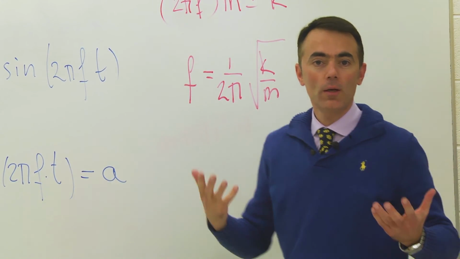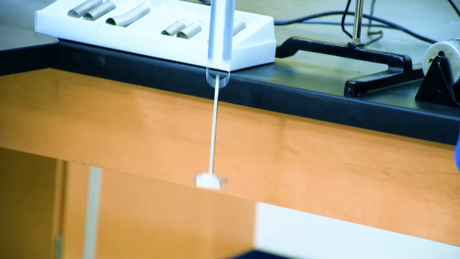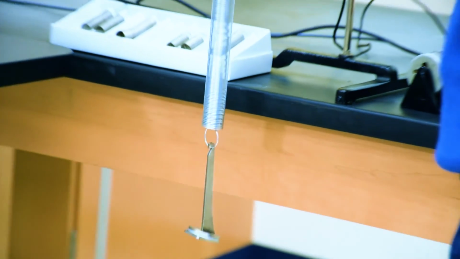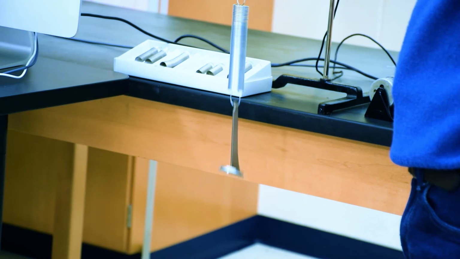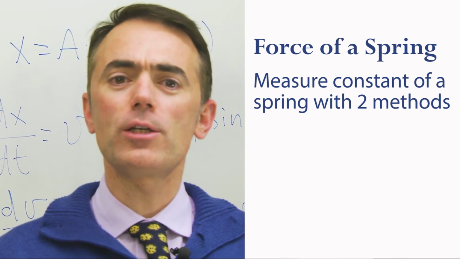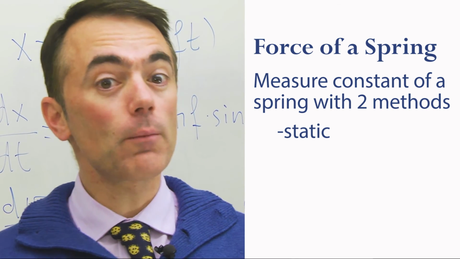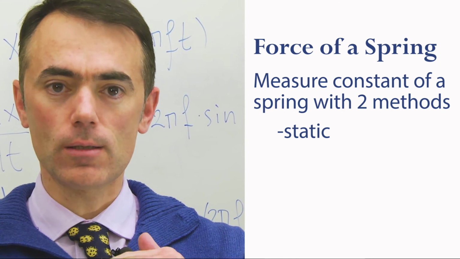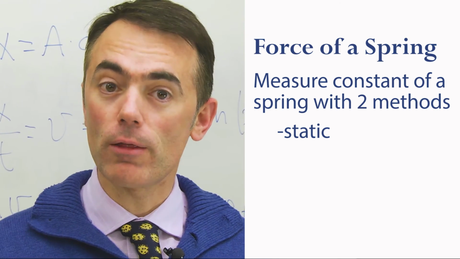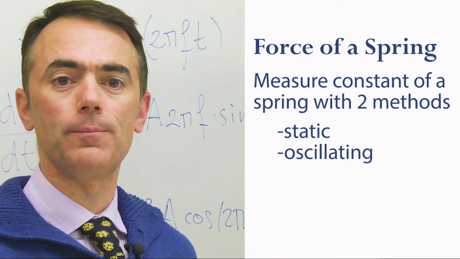Knowing this, you can measure the oscillating spring and determine the constant of the spring by just measuring how it is oscillating. In this lab, I want you to measure the elastic constant of one spring with two methods: the static method of hanging different masses on a spring, and the dynamic method of having the spring oscillate.